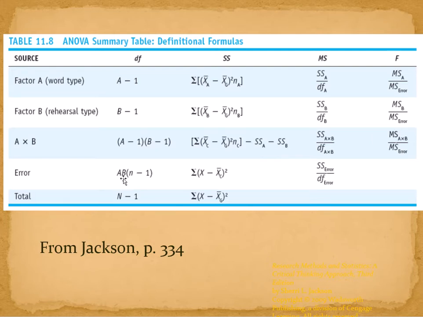Error, A times B, so that's going to be the number of groups. In this case, it's going to be 2 times 2 times n. N refers to the number in that cell. N always refers to the count in that cell. So over here, these are going to be different, and over here, this will be different. It's always the cell that it's pertaining to.